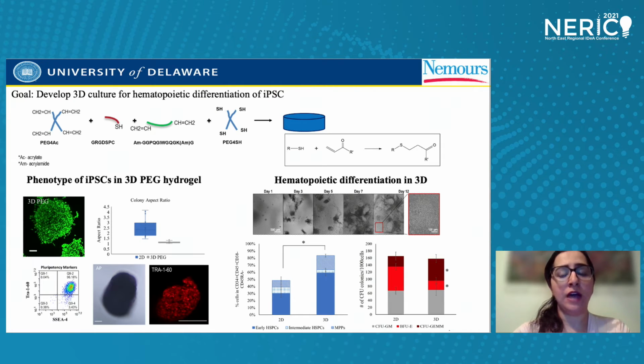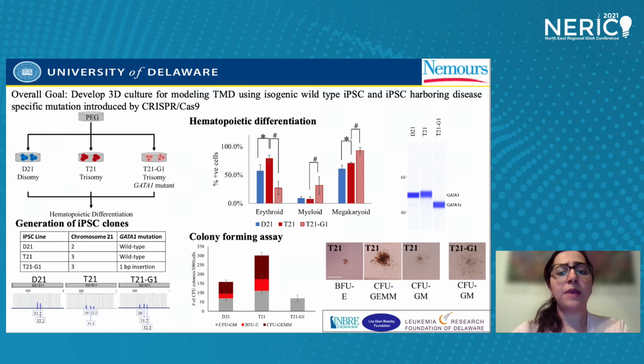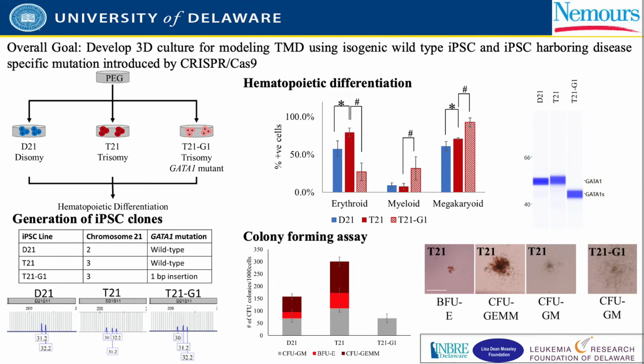Subjecting the iPSCs to hematopoietic differentiation, round HSPCs, or hematopoietic stem and progenitor cells, were collected on day 12, as shown in the figure on the right. The immunophenotype analysis using flow cytometry revealed a 1.7-fold higher percentage of early HSPC and multipotent progenitor cells generated from 3D compared to 2D. This was further corroborated by the presence of a higher number of mixed colonies generated from the 3D HSPCs, as shown in the graph on the right. Next slide, please.